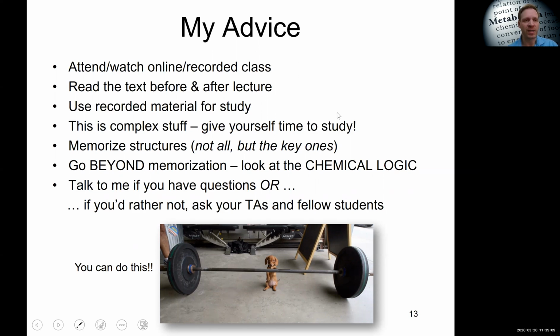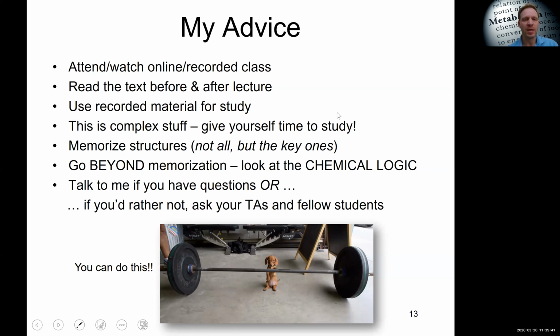BIS103 is one of the more advanced classes. It tends to really be one of the, maybe not harder classes, but it's a lot of material and it's not easy. So please give yourself enough time to study the material. There will be some structures that you will have to memorize, but not all. And I will give specific guidelines and advice on which structures you really should be memorizing and which ones you can focus less on.